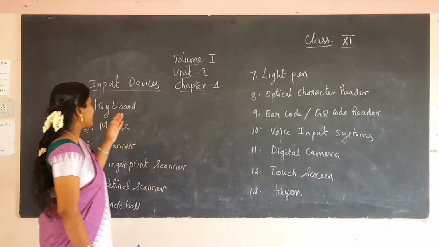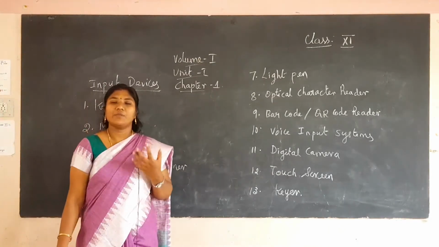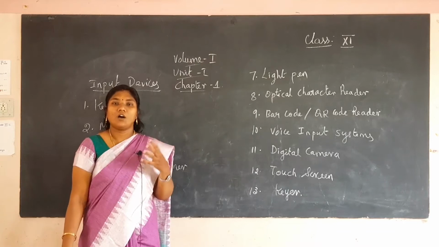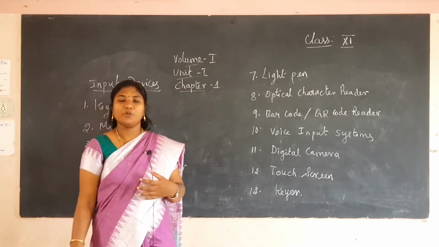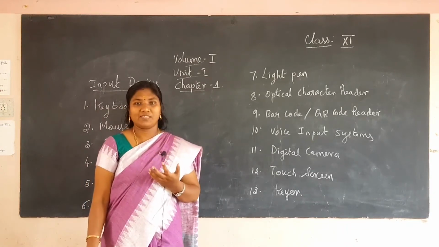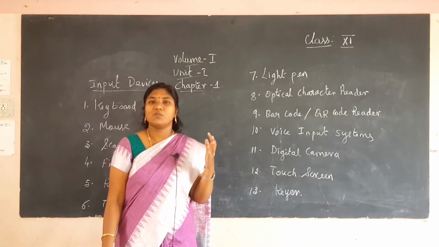Okay. So let us first see the input devices. There are many input devices. So what do you mean by input? All the data or the values given to the system are called input. There are many types of input devices available. In your book they have given 13 input devices. So let us see what they are.